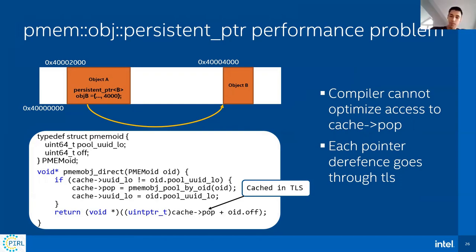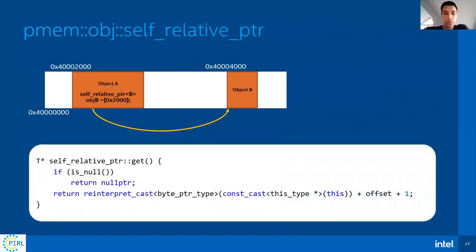To fix this problem, we introduced a new type of pointer, which is called self-relative pointer. So the main idea here is not to store the absolute offset of the data, but rather only a distance between the pointer itself and the data. On this image, you can see a pointer inside object A, which points to the object B. The value stored inside the pointer is 2000, because that's the relative distance between the objects. To get a regular runtime pointer, you have to sum up the value of the pointer with the address of the pointer itself. And you can see that in the code snippet below for the get method.